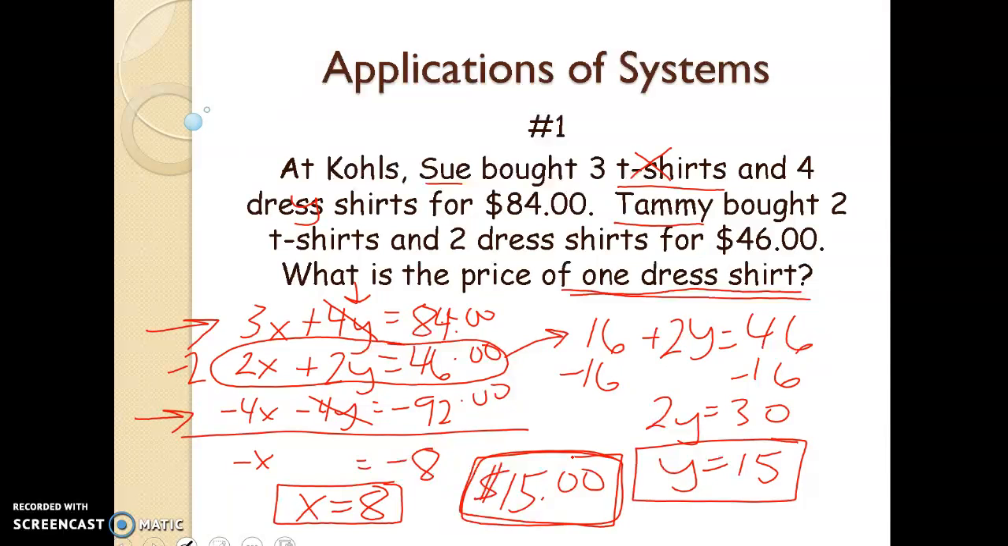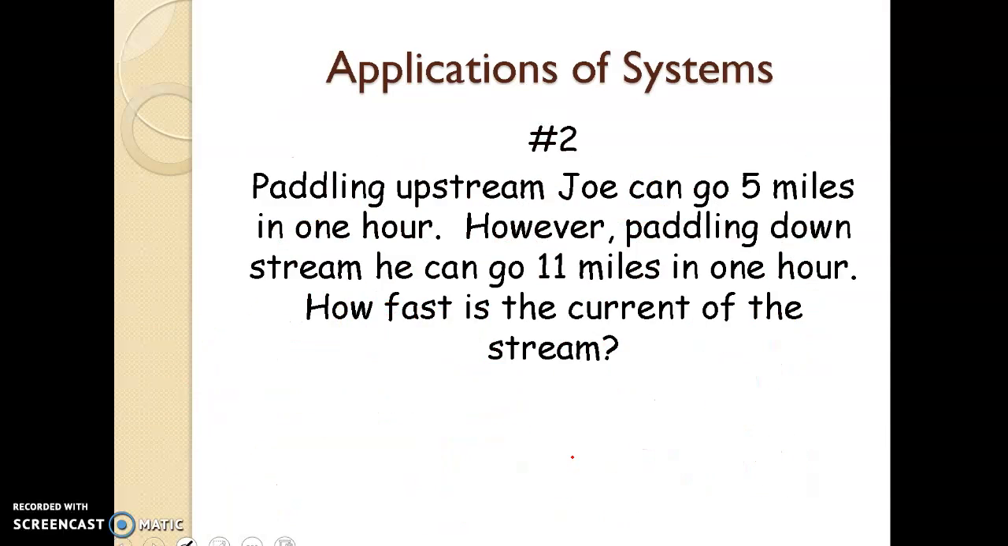We couldn't have answered this without knowing how to solve systems. So let's try another one. Here's number 2. We have 4 in this video. Paddling upstream, Joe can go 5 miles in 1 hour. However, paddling downstream, he can go 11 miles in 1 hour. How fast is the current of the stream?